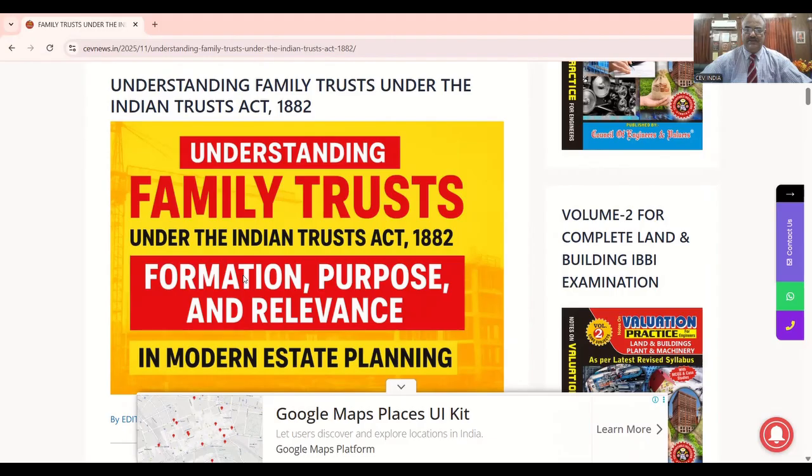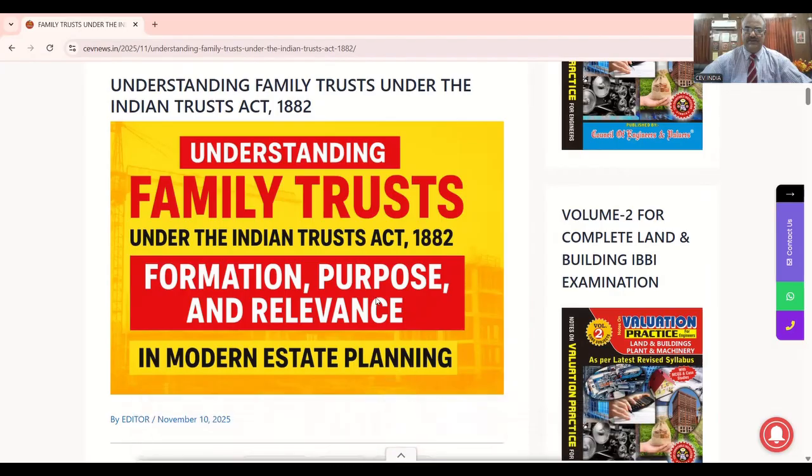And in part two, we will discuss the valuation aspects, valuation methodologies and valuation process: how to value a family trust as a professional valuer. We will discuss this in part two. So here we will discuss only the formation, purpose, and relevance of family trust under the Indian Trust Act 1882 in modern estate planning.